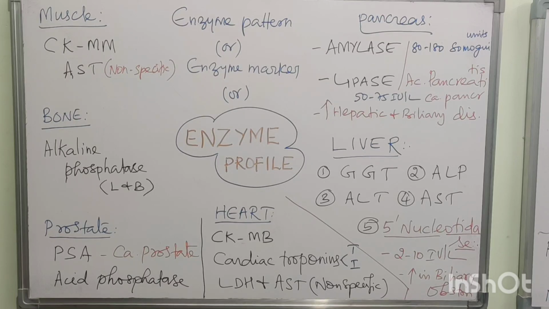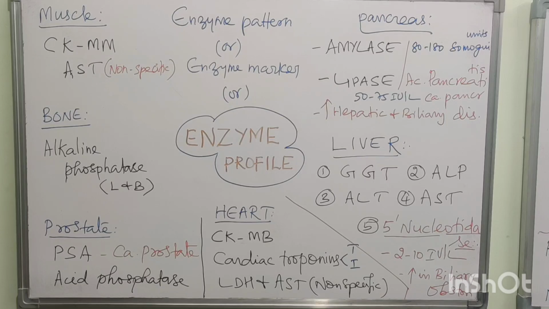And second one is GGT, that is gamma glutamyl transferase. This is also for only one condition, that is marker of chronic alcoholism. Marker of chronic alcoholism is gamma glutamyl transferase. Unit is 10 to 30 international units per liter.